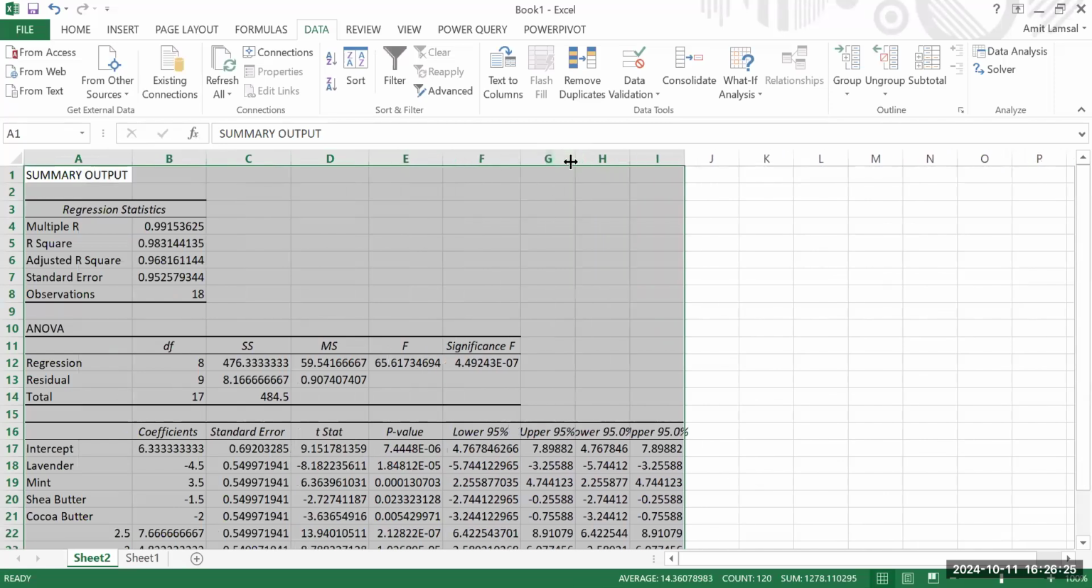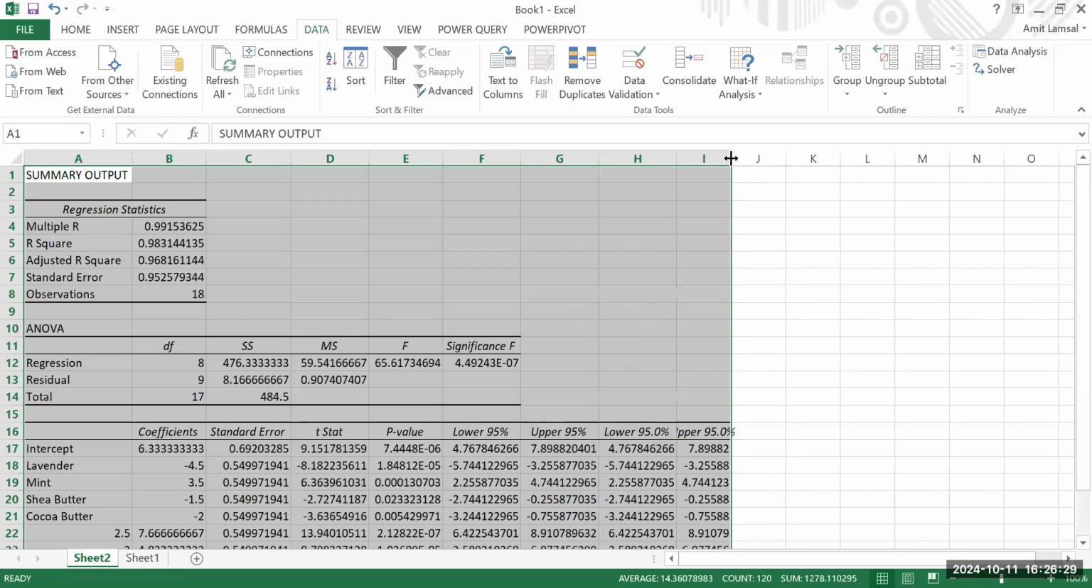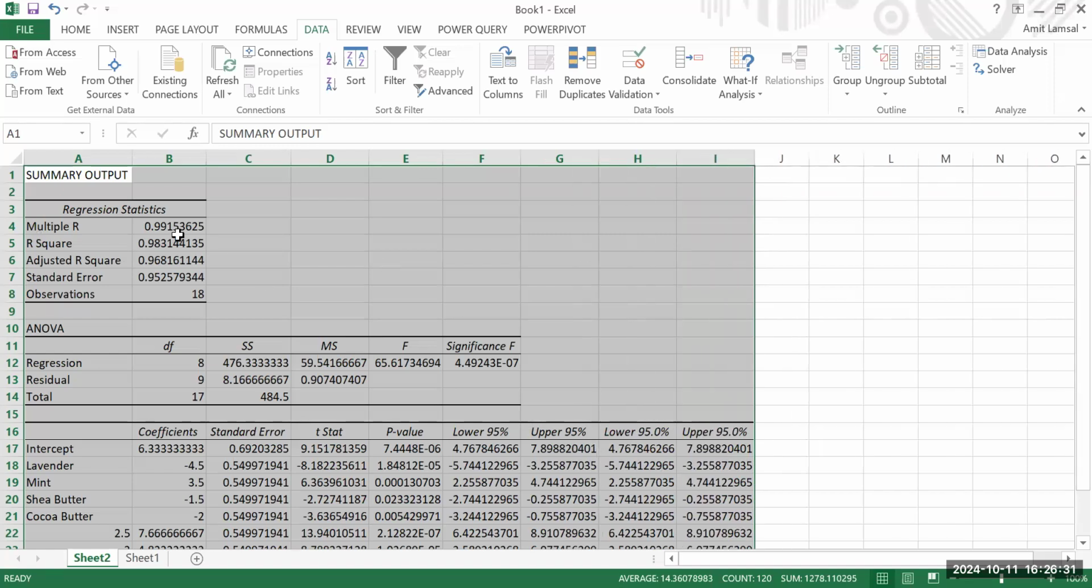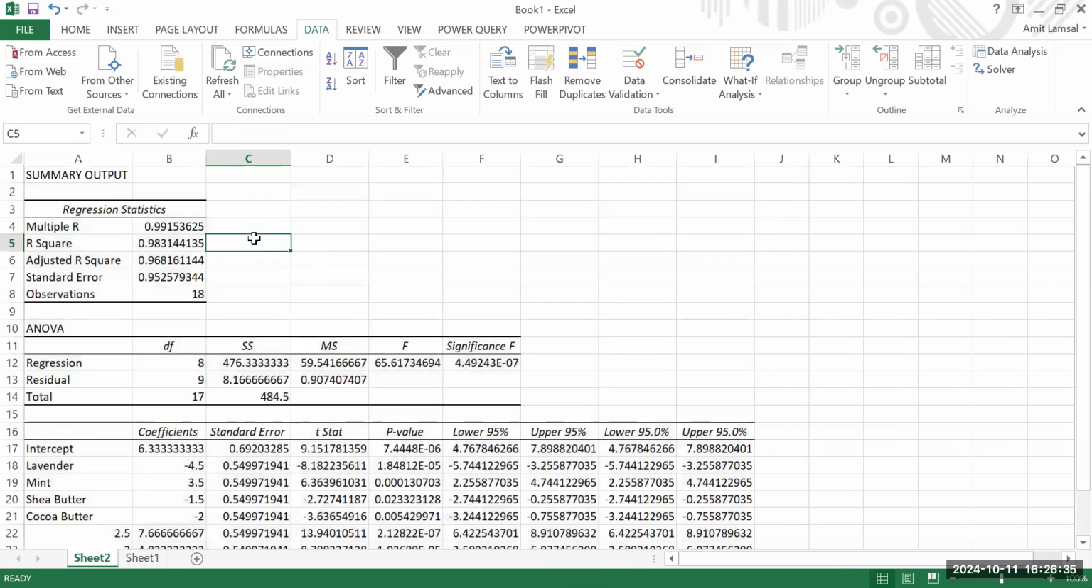From the output, we can analyze different things, such as here we can see our R square is really good, 98.31%, which shows that our analysis is going in a good way. Likewise, our significance is also good. It indicates that it is less than 0.05, which means the analysis is going a really good way.